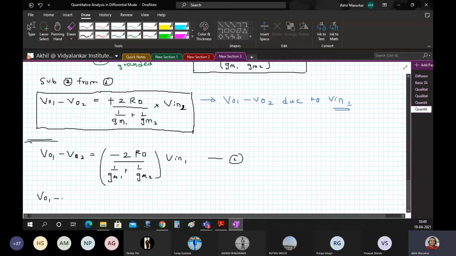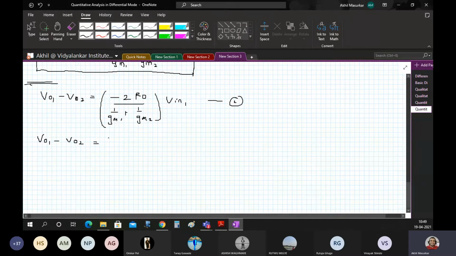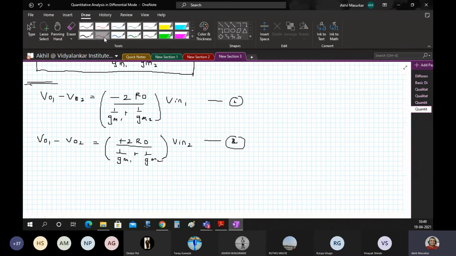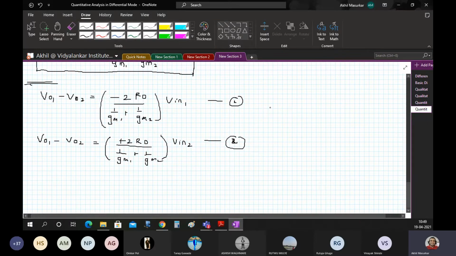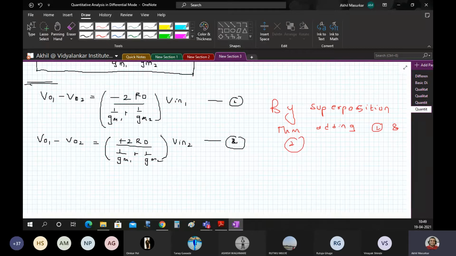And in the second case of superposition, we got V01 minus V02 is equal to plus 2 RD upon 1 by GM1 plus 1 by GM2, but this time it's going to be V in 2. Now when it comes to superposition, we always add the response. So I will say by superposition theorem, adding 1 and 2. So if we add 1 and 2, what are we going to get here?